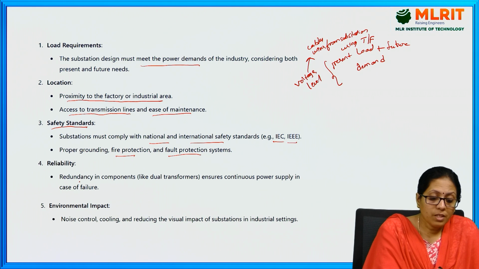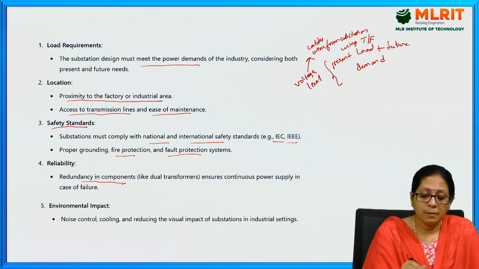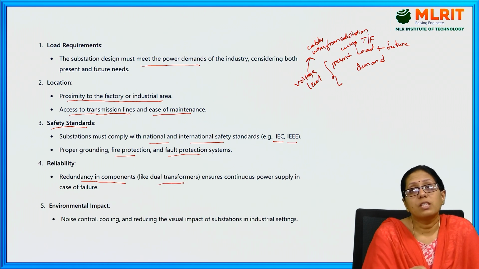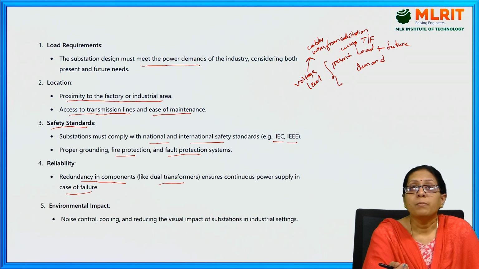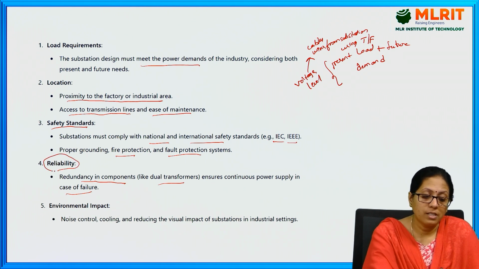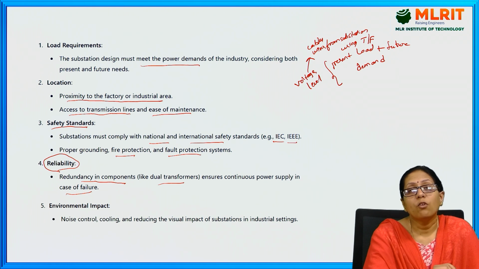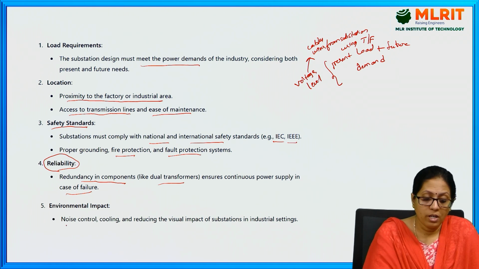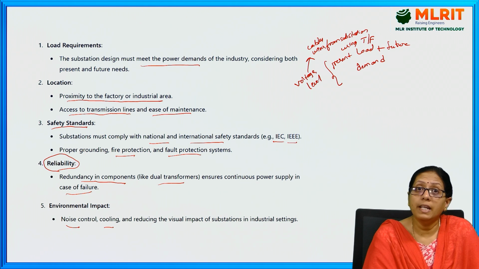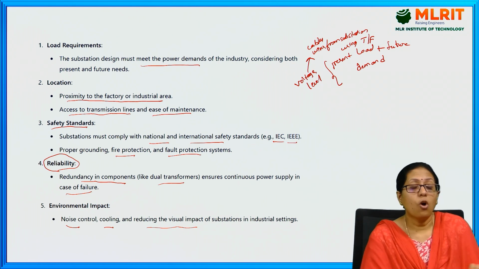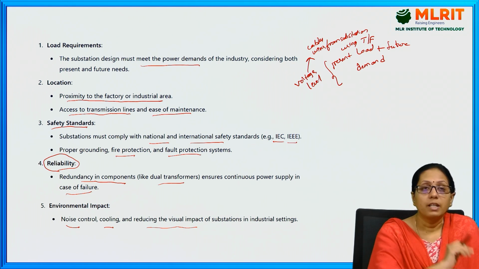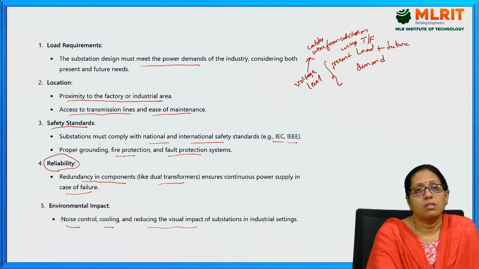Next one is reliability. The redundancy in components like dual transformers ensures continuous power supply in case of failure. In case of failure, we will get a continuous power supply, so reliability should be considered. Next one is environmental impact. The noise as well as cooling or heating effects, and reducing the visual impact of the substation in industrial settings should be done. So all these five things should be considered for industrial substations.